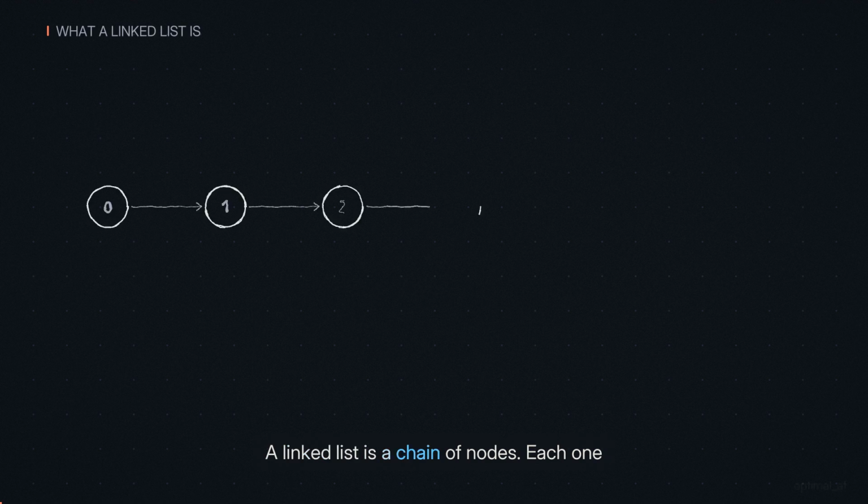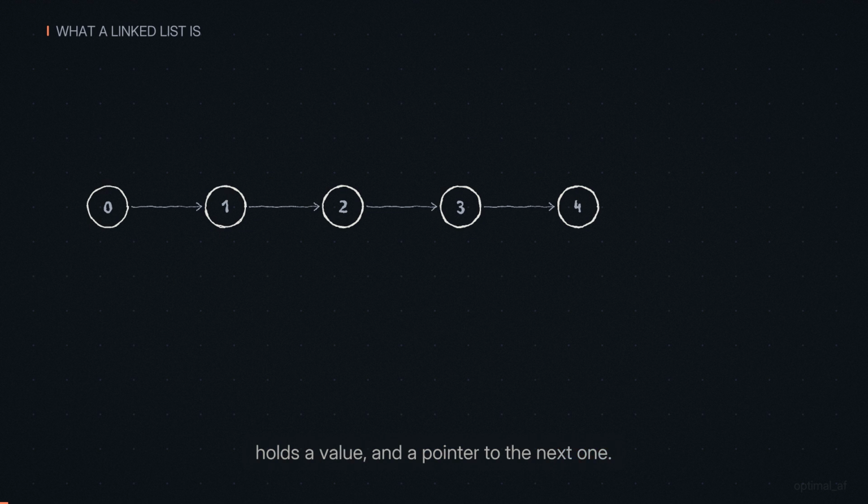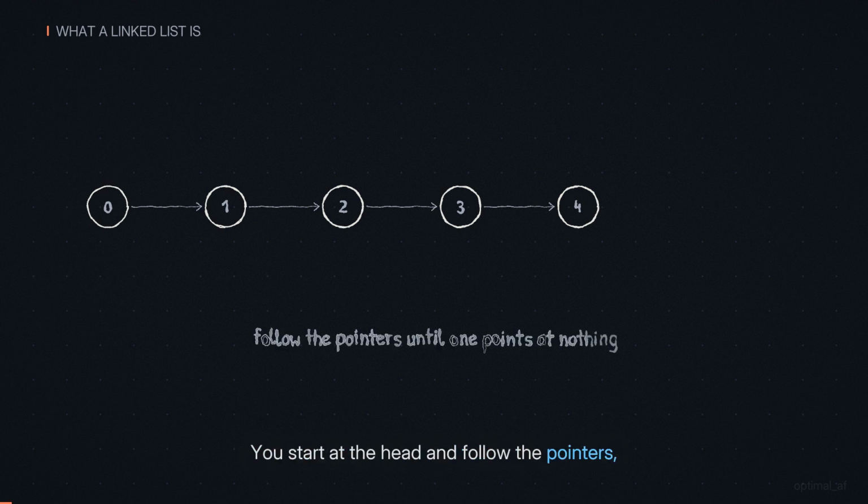A linked list is a chain of nodes. Each one holds a value and a pointer to the next one. You start at the head and follow the pointers, and eventually one of them points at nothing, and you stop. That is the end of the list, unless it does not.